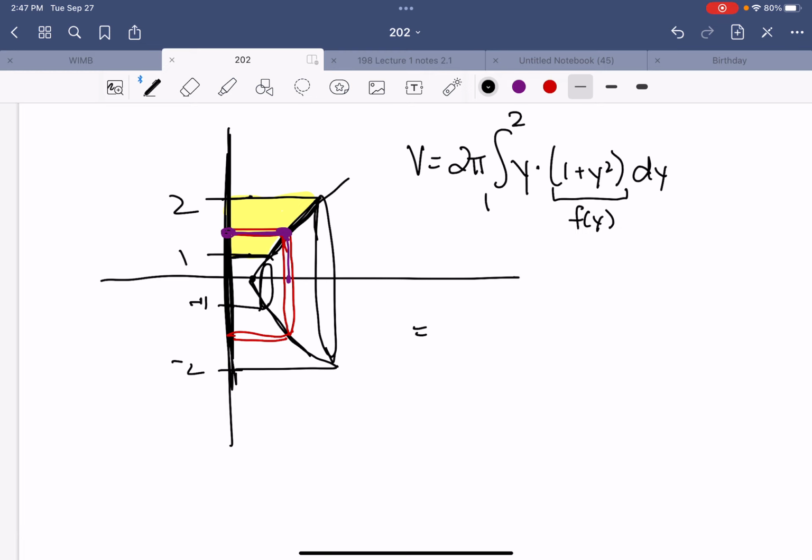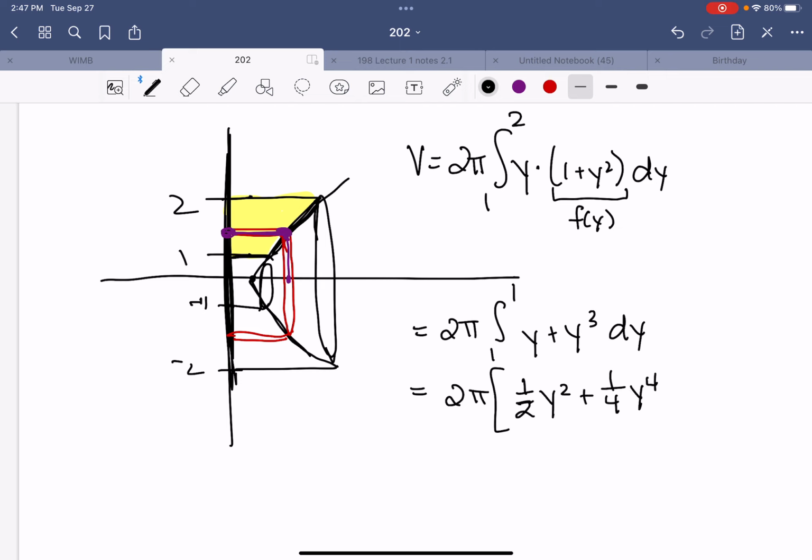From here, let's solve. We've got 2 pi integral from 0 to 1 of y plus y cubed dy. Find our antiderivative. So this is 1/2 y squared plus 1/4 y to the 4th. And I copied that incorrectly. Let me fix it. This should go from 1 to 2. And we're evaluating that from 1 to 2.